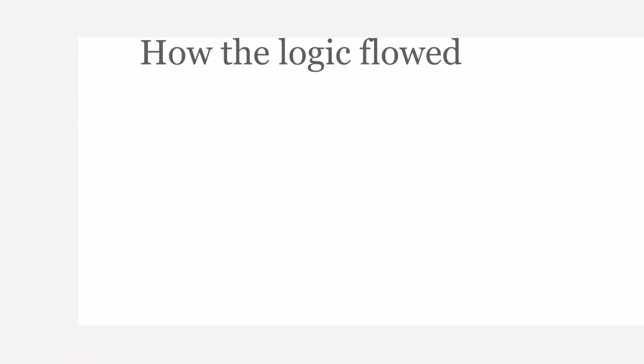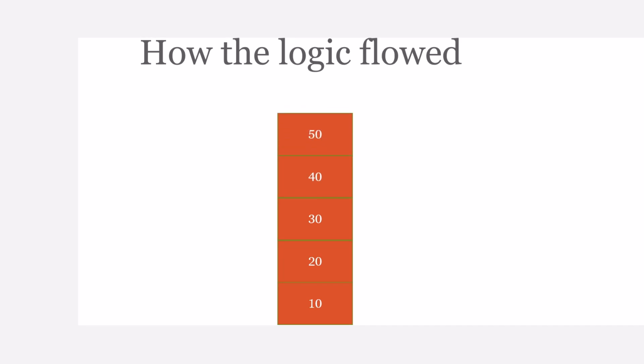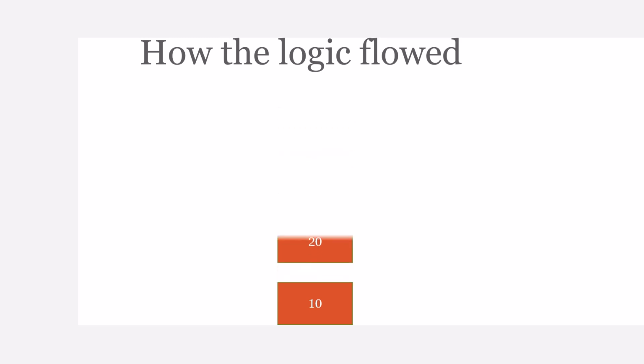Right, now let's look at how the logic flowed in that program. We put 10 first onto the stack, then 20, 30, 40, 50. And then, of course, they were removed in a last in first out order. So 50, 40, 30, 20, and 10. Right? Now let's talk about the calculator as a stack.